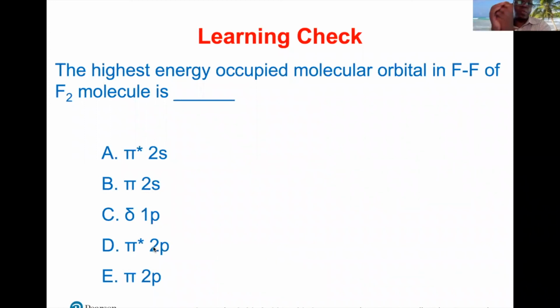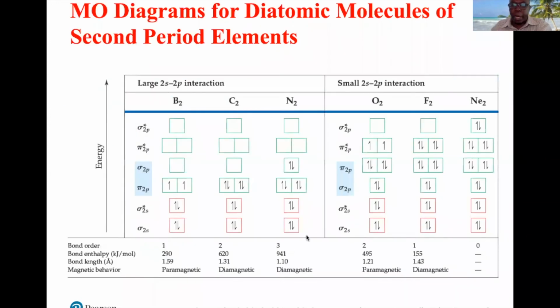It's not something you memorize. You really have to draw the molecular orbital diagram. It is with practice that you will nail down how the order is occupied. This is the order in which electrons are occupied in molecular orbitals. These are molecular orbital diagrams.